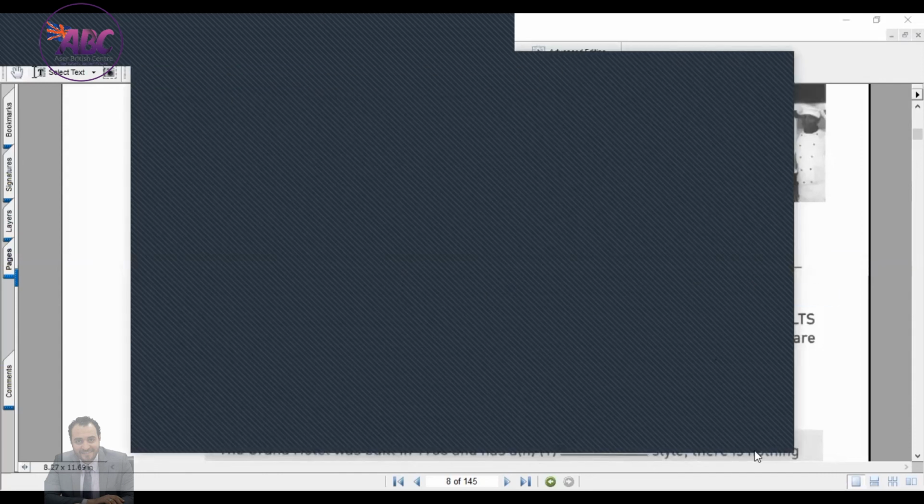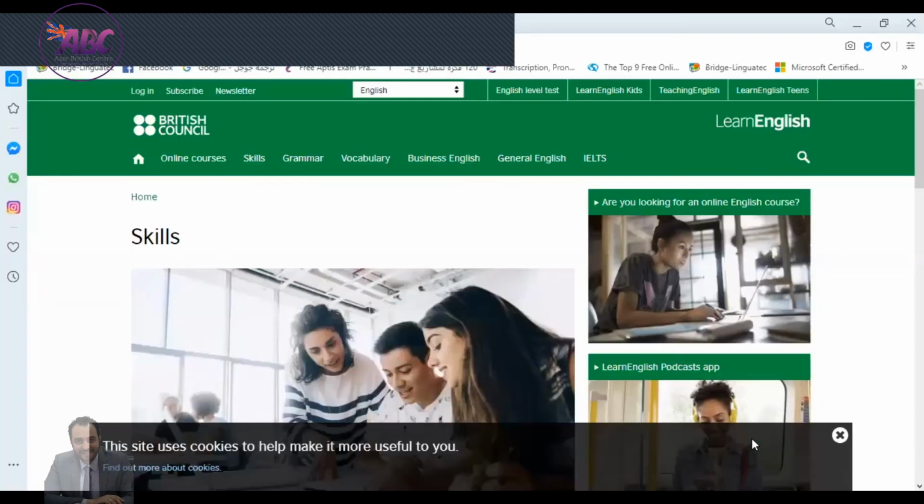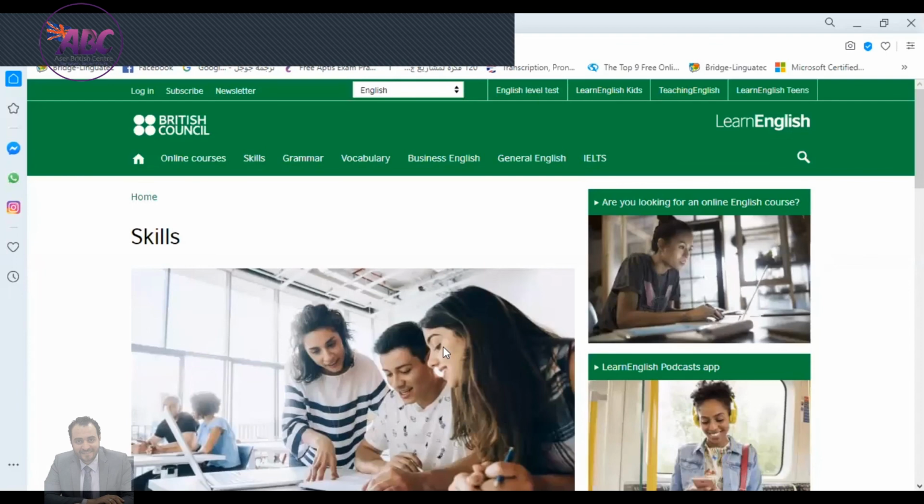Okay, now I want to work on my listening practice also. Can you see the website that we've got in front of you? Yes, it's from the British Council. The British Council Learn English skills. This is what we need to work on, so we can proceed to the listening section on the British Council website.